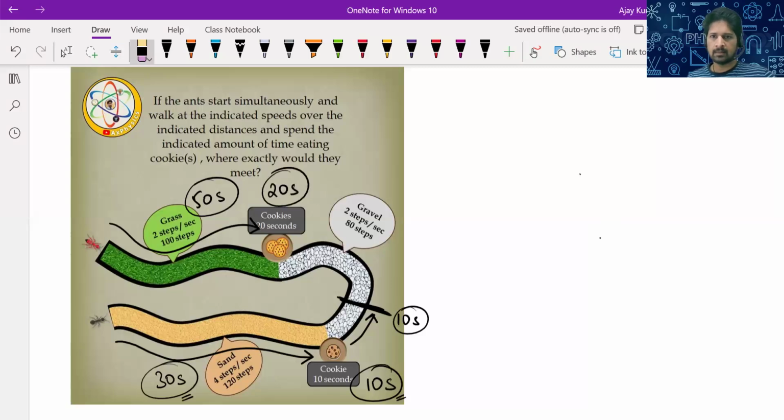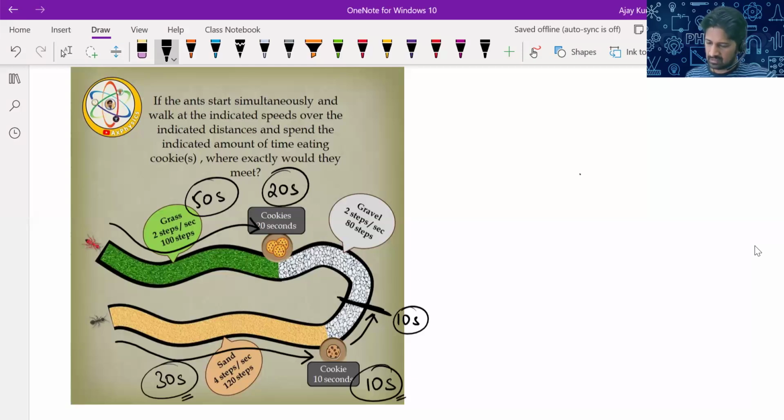Sir, now we will check. After the red ant eats the cookie, it would be 70 seconds, right? Assuming the red ant only eats those cookies, it takes 70 seconds. You are assuming that stage to be completed. Then we will find out where the black ant would be by 70 seconds. By 50 seconds, it has reached that black line that I have drawn. We give it another 20 seconds now.